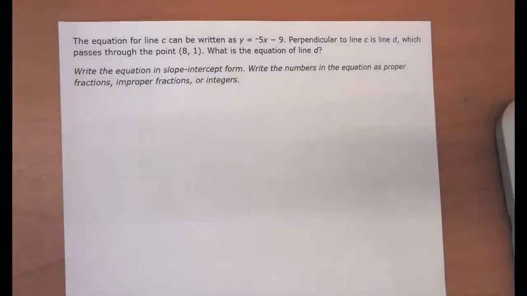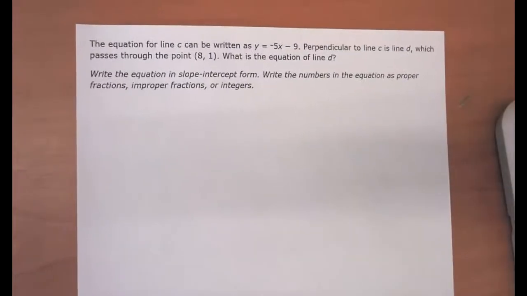Let's take a look at a sample problem where we're dealing with the point slope form and the slope intercept form of a line when we're dealing with parallel and perpendicular lines. Okay, so the problem we're going to solve right now is this. The equation for line C can be written as y equals negative 5x minus 9. Perpendicular to line C is line D, which passes through the point 8 comma 1. What is the equation of line D?